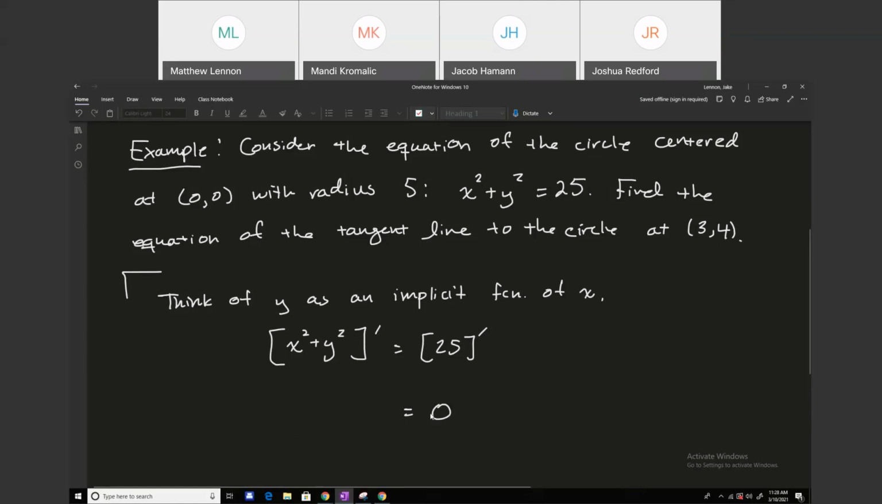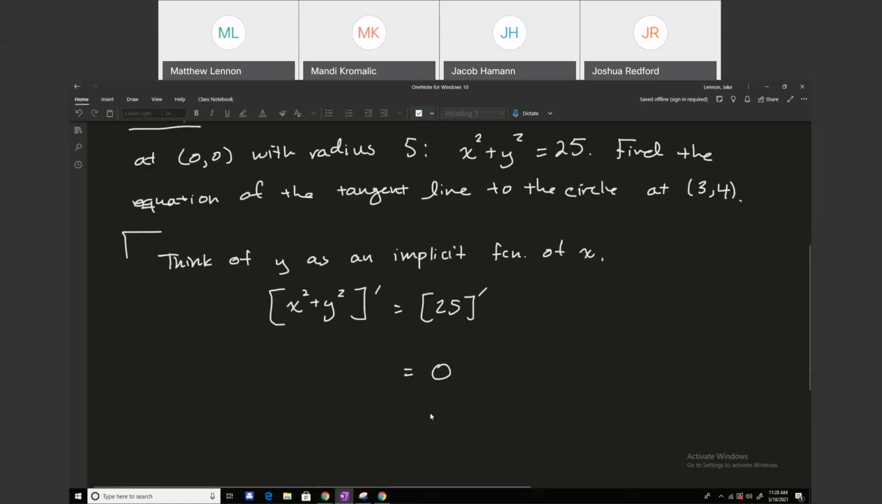Differentiating 25 just gives 0. But when we differentiate x squared, that's just like normal. That would be 2x. But then when you differentiate y squared, you do the derivative as normal, so it would be 2y, and then we multiply by y prime. That's going to be an implicit function of x. So that's 2y times the derivative of whatever that function happens to be.